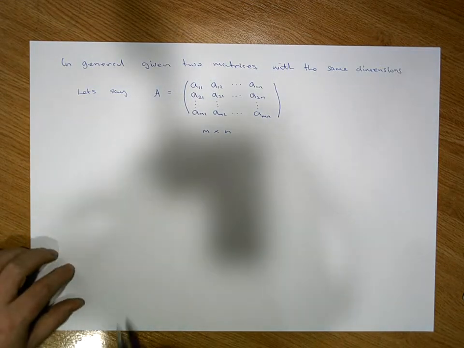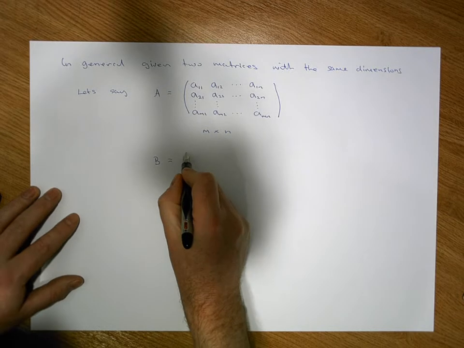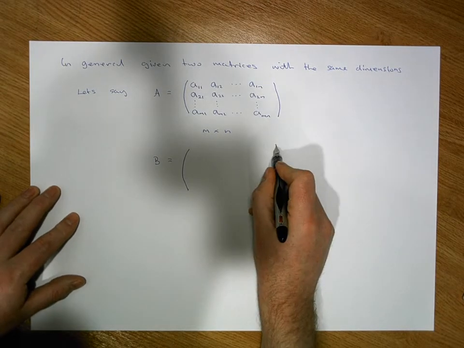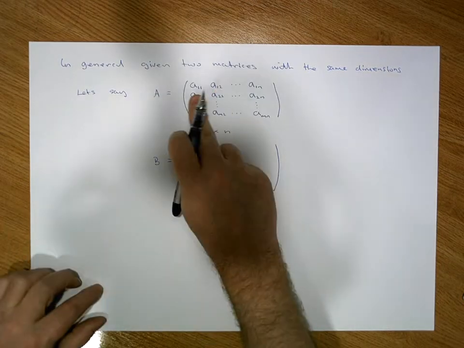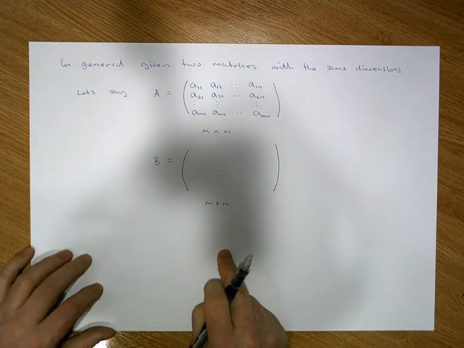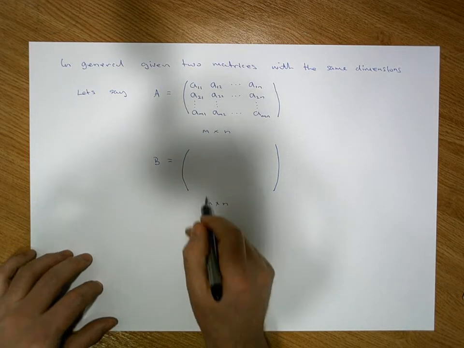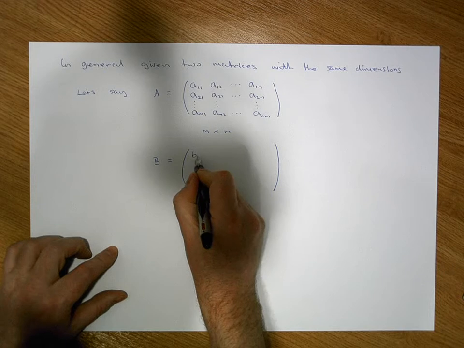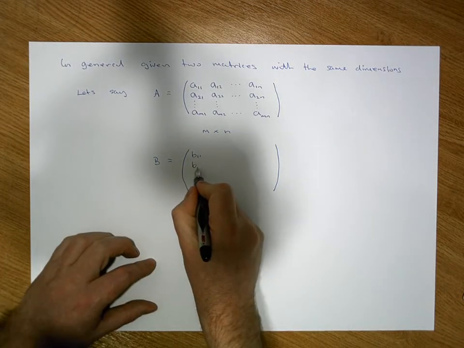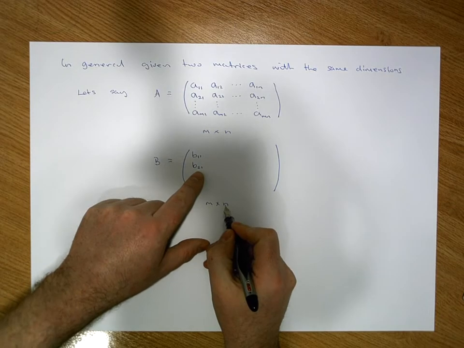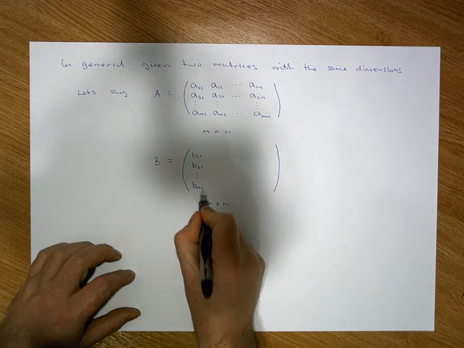It's an m by n matrix, and let's say also that B is another general matrix. It has the same dimensions. It's an m by n matrix. Once again, it has entries that have particular positions, where each entry is on a particular row and a particular column. Let's call these entries, let's say B11, that's the entry on the first row, first column. B21, that's the entry on the second row, first column, so on and so forth. This is the entry on the mth row, first column.